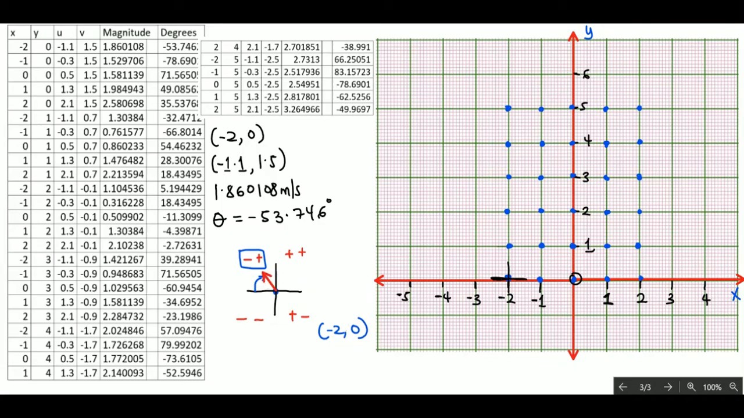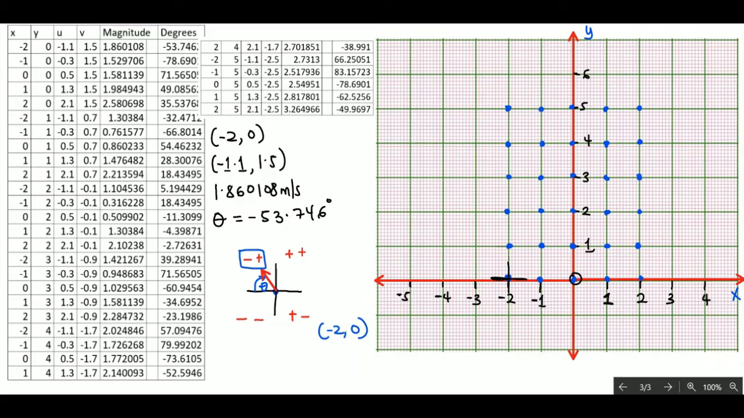Okay, so this will be the vector. The length of the vector represents the magnitude, which is 1.86 in this case. So the length will represent the magnitude, and this angle here becomes the 53.746 degrees. You see that we just assumed the angle. Okay, so that's how to make the plot.